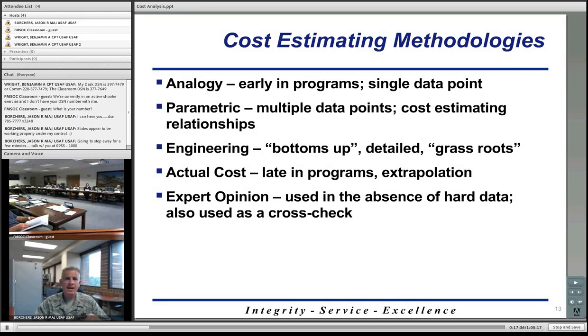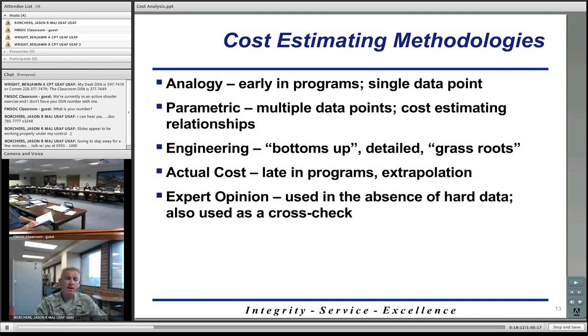Next, looking at the engineering methodology, this is essentially a bottoms-up or a grassroots method of calculating costs. It takes a look at the lowest levels of a program and calculates the cost from there, and then rolls up those costs to arrive at a total program level. Actual cost tends to occur later in programs because it actually uses the actual cost for your current program that you're estimating for, and then extrapolates those costs in a sense. So that is a cost estimating methodology as well.